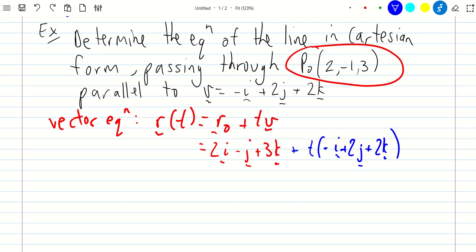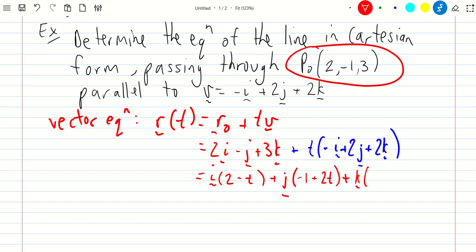Okay, we can simplify this though. Let's put it all together in i's, j's, and k's. What do we have for i's? I'll put the i out the front, and then we have 2 from the left-hand side. From the right-hand side, we've got minus t. That's the i's. What have we got for the j's? We've got -1 over there, and we've got plus 2t from there. So -1 + 2t. And then for the k's, we have 3 + 2t. And so that is my vector equation.